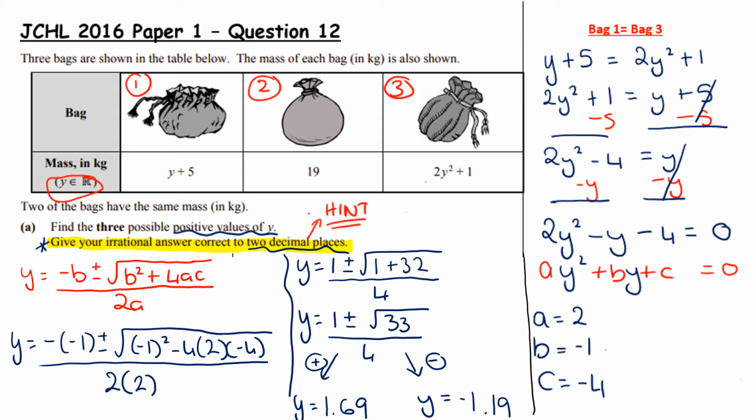Y can't be negative. So remember, positive values of y, so this value of y is 1.69.